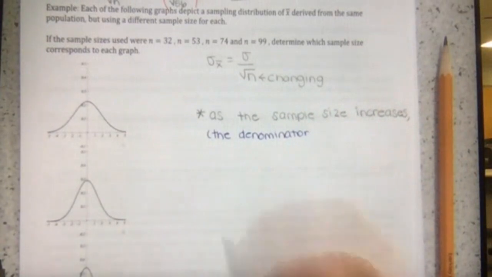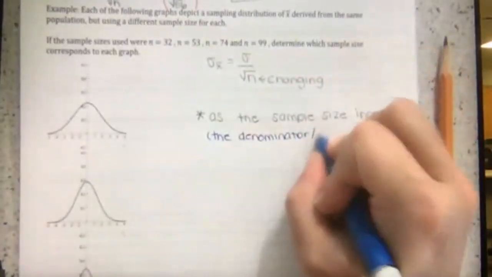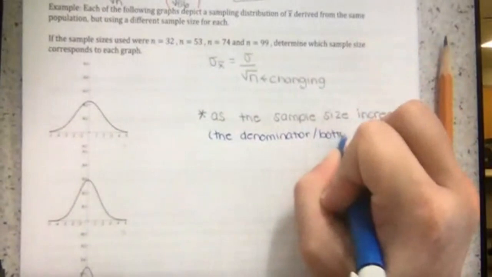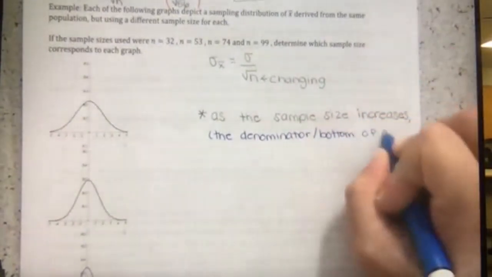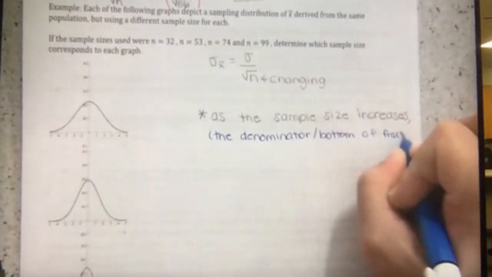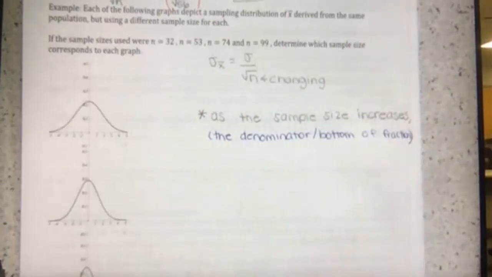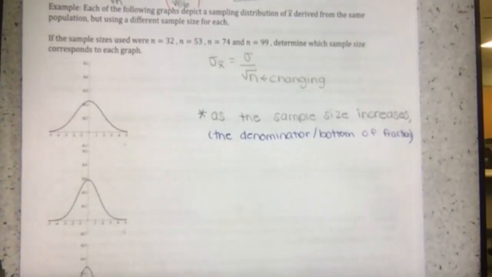So the denominator, or the bottom of the fraction, and the reason why I say that is, think about it. Whenever you have a fraction, when the bottom gets bigger, when you're dividing by a bigger number, what happens to the fraction?